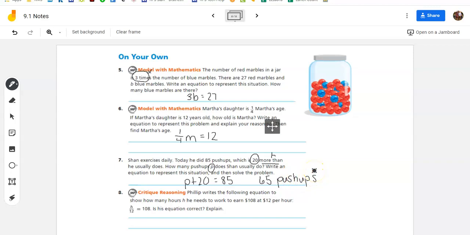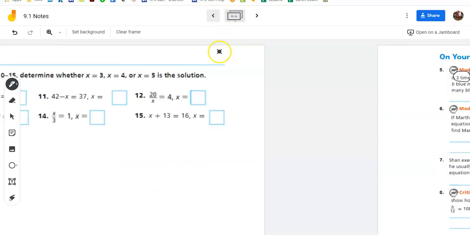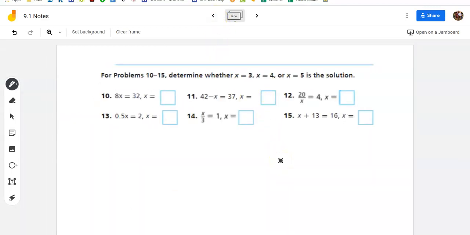8. Philip writes the following equation to show how many hours H he needs to work to earn $108 at $12 per hour. So H over 12 equals 108. Is he correct? No, he is not. Because he should be multiplying, not dividing. So he should have done 12H equals 108. And let's finish this up, and we're going to skip down to problem 10.